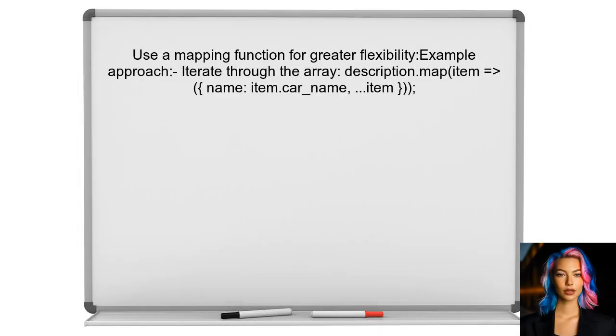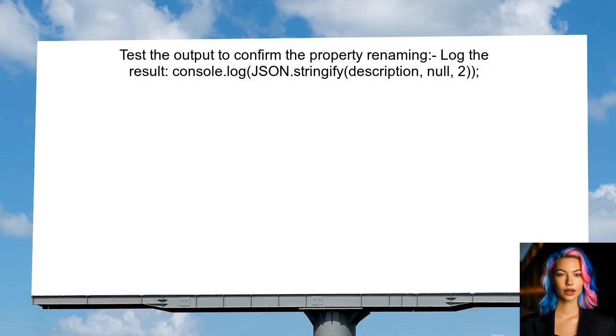Additionally, the user can use a more advanced approach by leveraging a mapping function. This function can iterate through the array and rename the property dynamically, allowing for greater flexibility. Finally, the user should test the output to confirm that the property has been renamed correctly while preserving all other properties. This can be done by logging the result to the console.